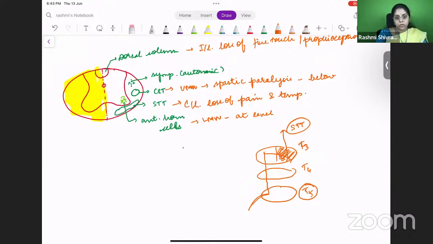When you have a Brown-Sequard syndrome, which is a hemisection of the spinal cord, you will have a dorsal column involvement causing loss of ipsilateral fine touch, proprioception, vibration, and the autonomic fibers will be lost. So you will be having autonomic lesions, and you'll also be having spastic paralysis below the level of lesion. At the level of lesion, you will be having an LMN lesion, and the spinothalamic tract is getting affected. So you will have a contralateral loss of pain and temperature.